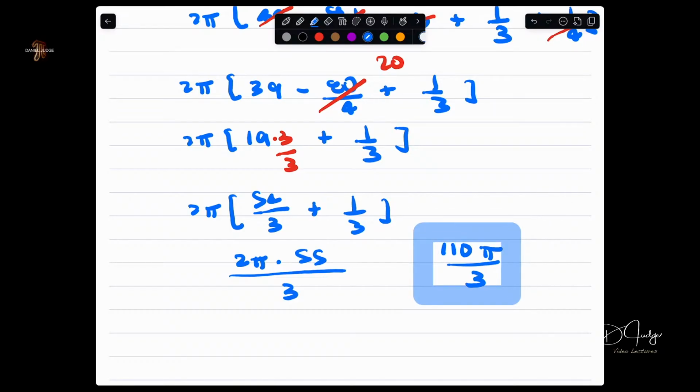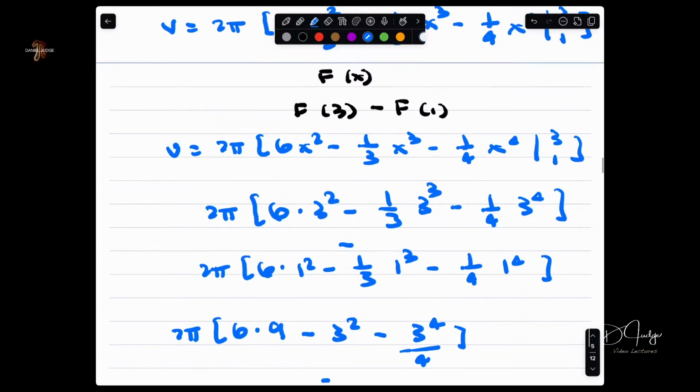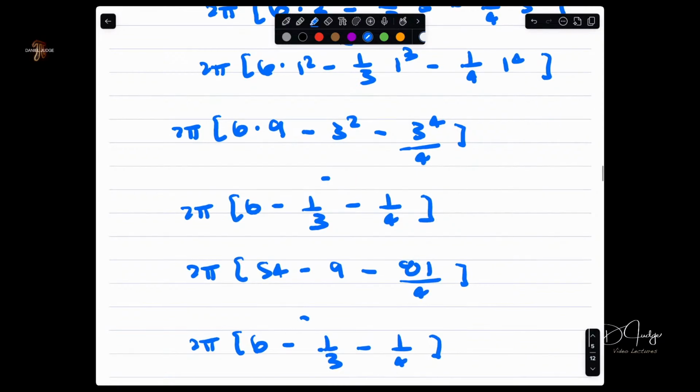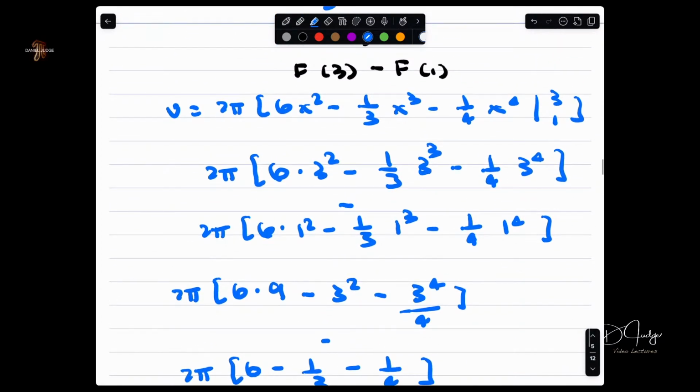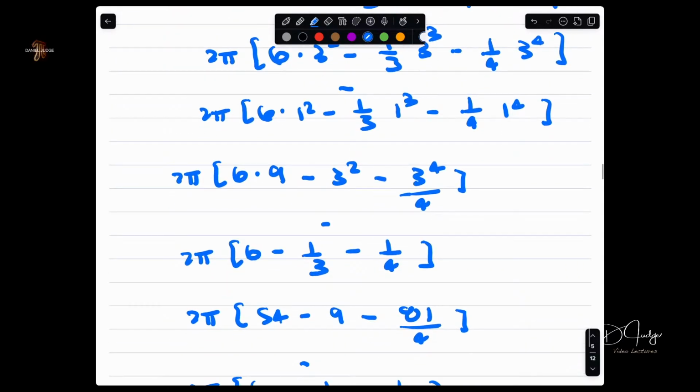I'm not sure. Let me double check something here. We might have had an arithmetic error on this. Let's see if we had an arithmetic error on this one. 6 times 3 squared, 54. Minus 9 minus 81/4.